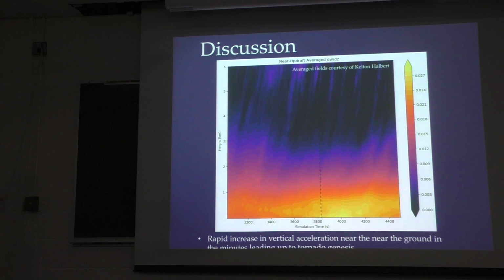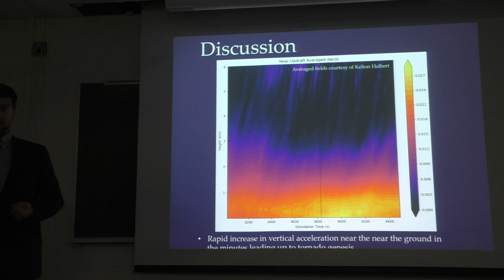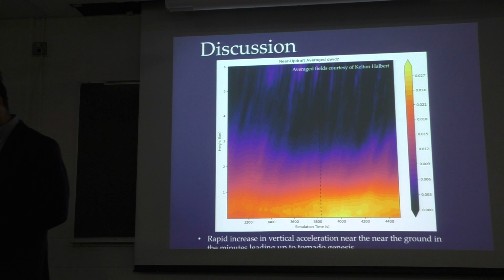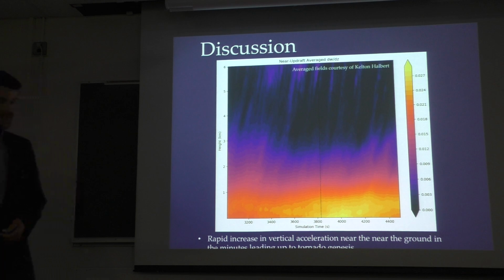Yeah. So this is vertical acceleration. Again, the black dotted line is tornadogenesis. And notice in the time leading up to tornadogenesis, you see this big increase in vertical acceleration way down at the ground level. And I believe that's got to be related to the lowering of the updraft itself, but you kind of start getting into a chicken and egg problem here. Did the acceleration happen first, or did the lowering happen first? There's all kinds of philosophical discussions you can get into about what happens first here.